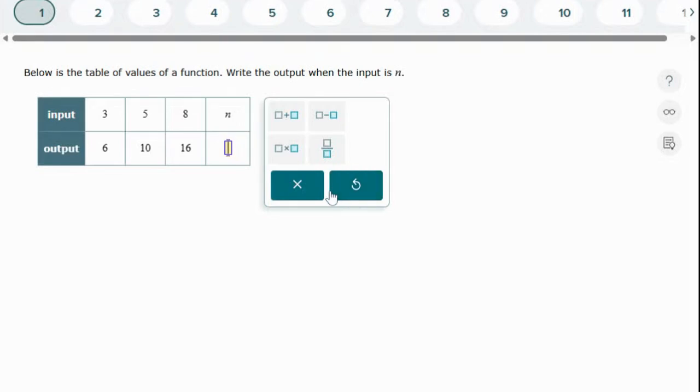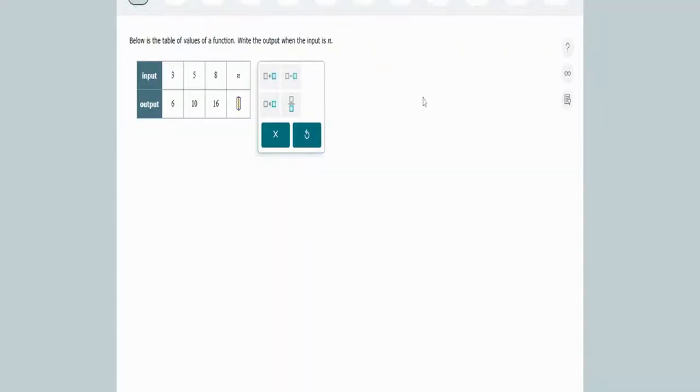All right, let's take a look at today's Aleks assignment. I'm going to give this little example to you so that you'll know how to do each kind of problem. Yours will be a little different, but I think it'll be helpful. On the first one, below is a table of values of a function, the output when the input is n.